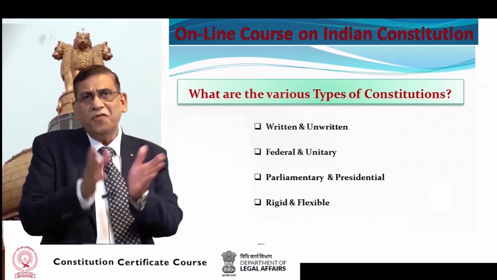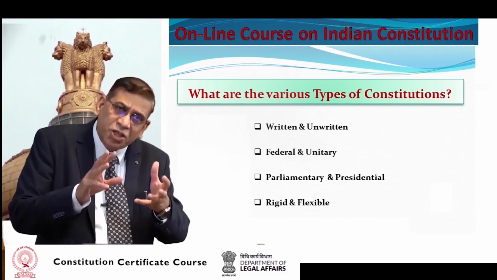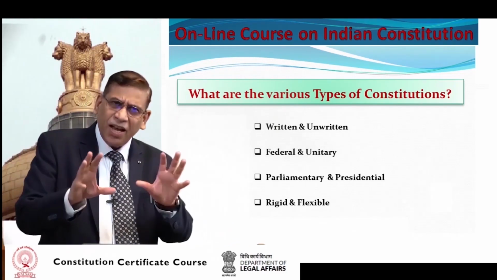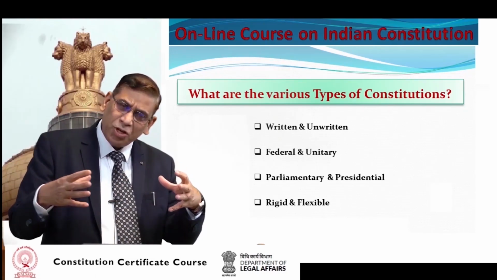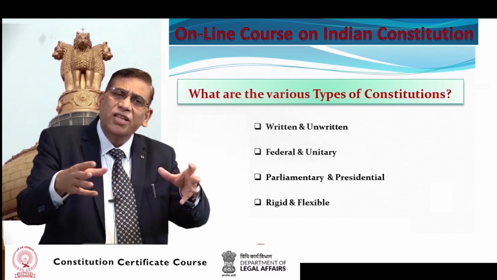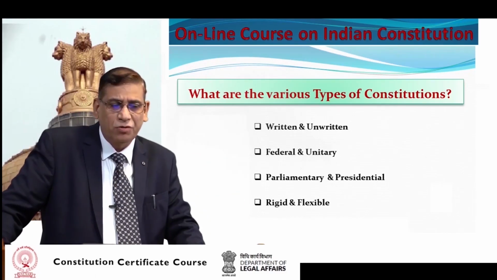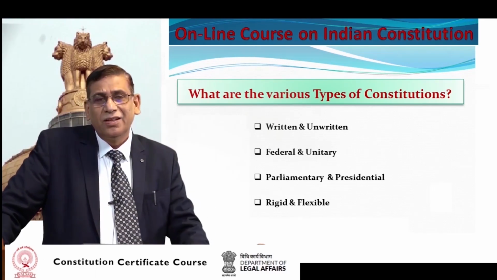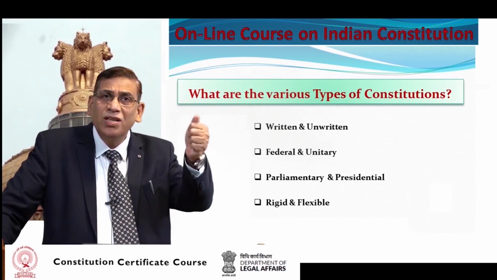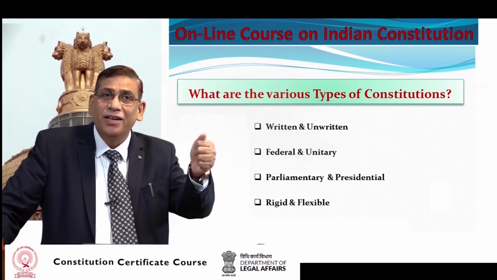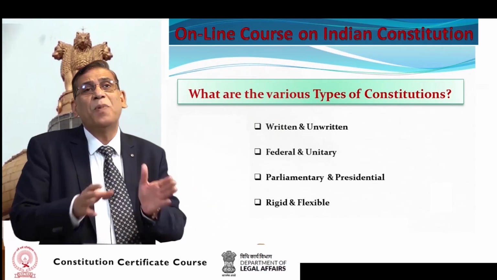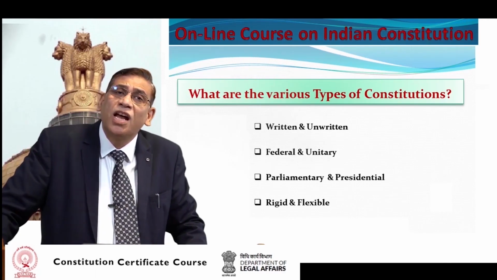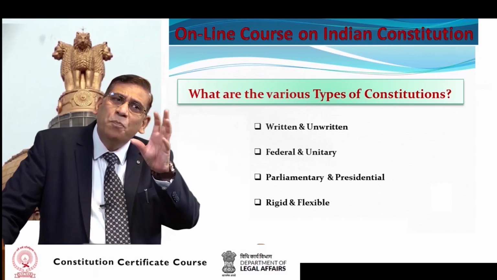Similarly, we can also classify constitutions based on the kind of center-state relationship they have. So if center is more powerful, it is said to be a unitary constitution. If center and states coordinate with each other, there is a distribution of power between them, and each operate within its own allotted sphere, it is called a federal constitution. The constitutions are also classified on the basis of kind of governmental structure they have. Therefore, if you have a president who has all the powers, it is called the presidential model of government, as you have in United States of America. Or you may have parliamentary democracy, as we have in India, and we have in Great Britain, and we have in many other countries.